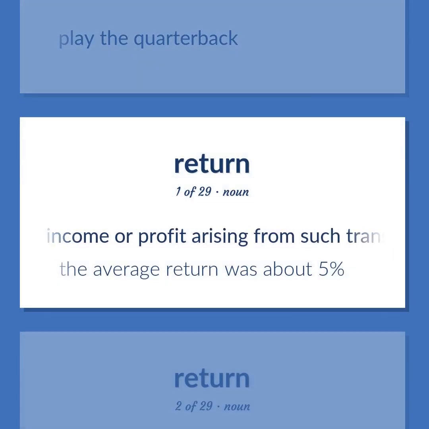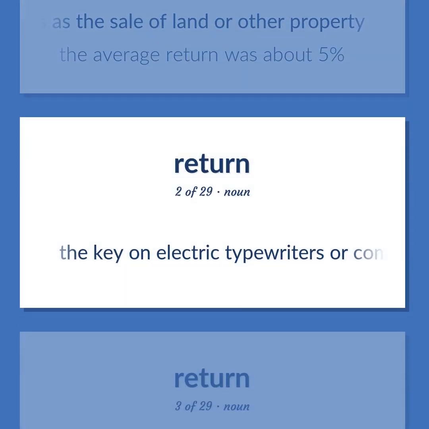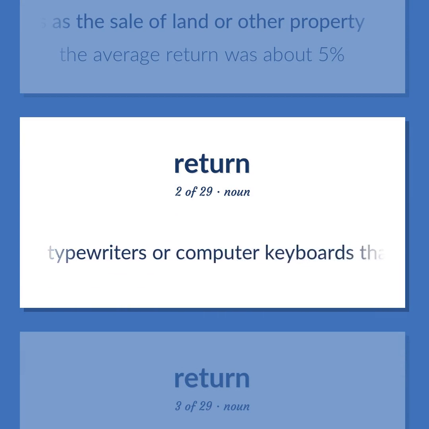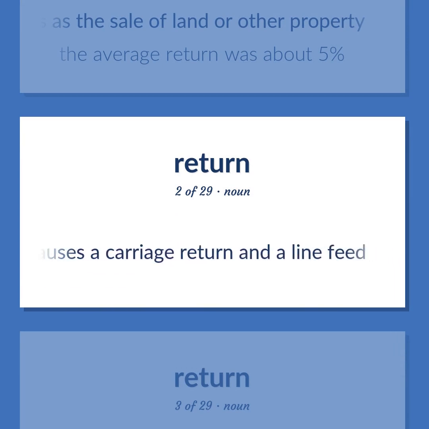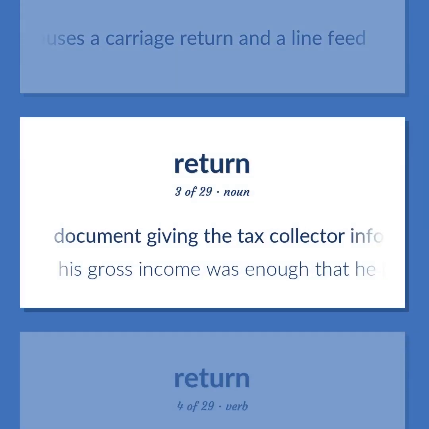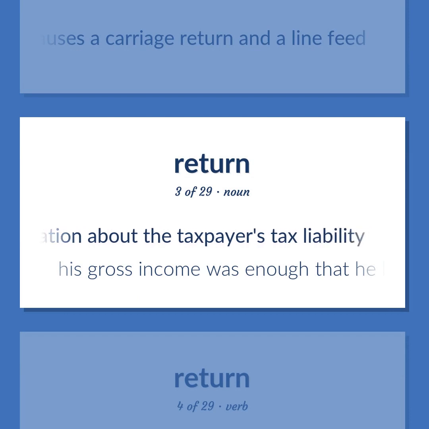The income or profit arising from such transactions as the sale of land or other property. The average return was about 5%. The key on electric typewriters or computer keyboards that causes a carriage return and a line feed. Document giving the tax collector information about the taxpayer's tax liability. His gross income was enough that he had to file a tax return.